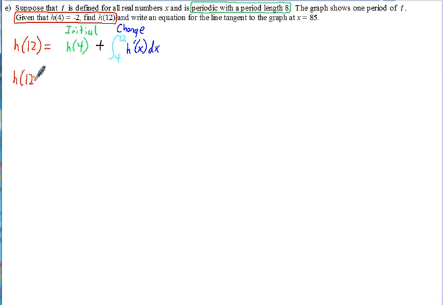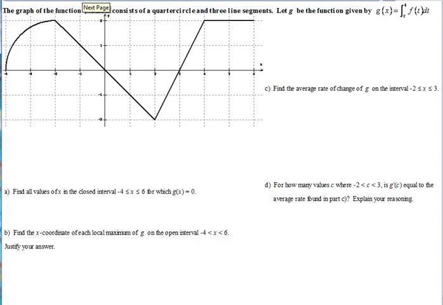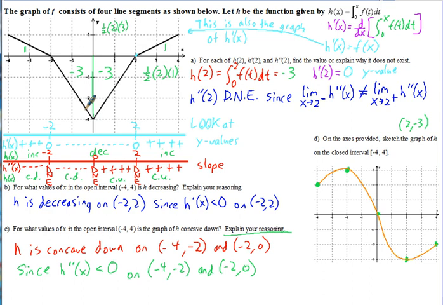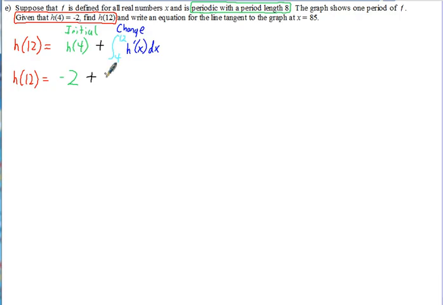So h of 12, h of 4 we're told is -2. And then plus, well, from 4 to 12, you can see that's just 8 units wide. That's one more period. So it's going to look identical to this from 4 to 12, starting from right here, as it did from -4 to 4. So if we add up all those areas, 1, -3, -3, and 1, that'll give us how much it changes by.